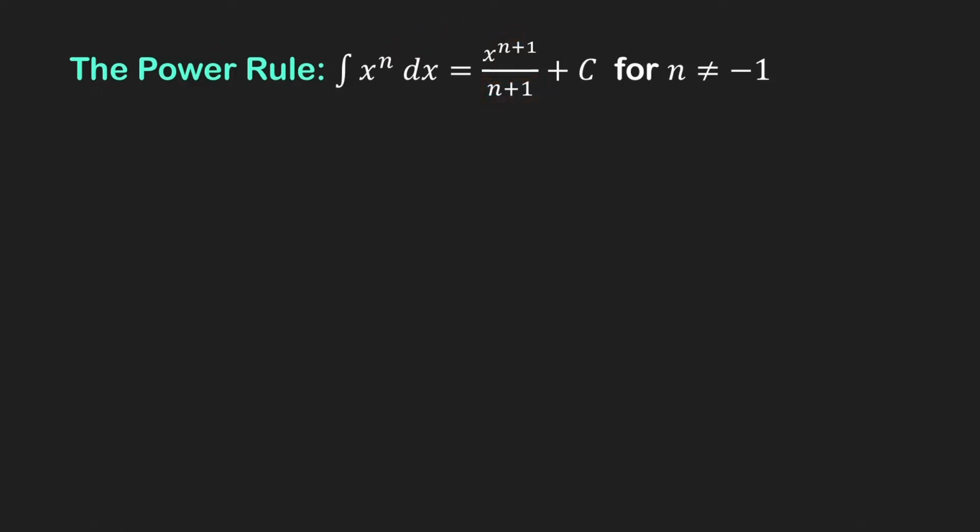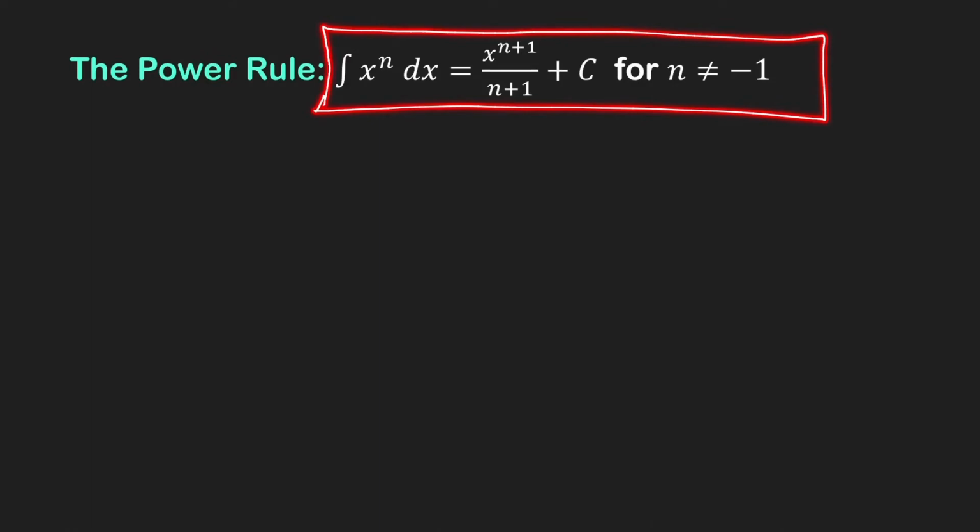So therefore, when you're integrating x to the n dx, just add 1 to the power divided by the new power, and then plus arbitrary constant c. But take note here that this n plus 1 is equal to 0 when n is equal to -1. So this expression is undefined when n is equal to -1. So therefore, we can only use this rule when n is not equal to -1.